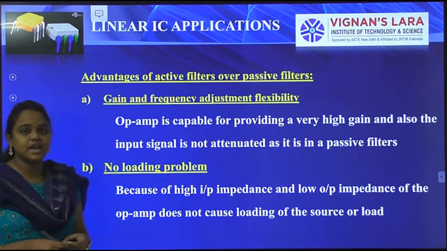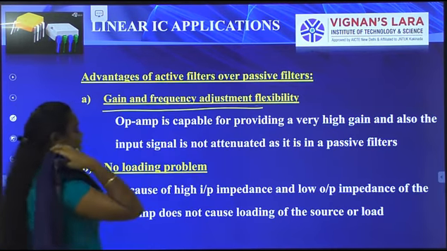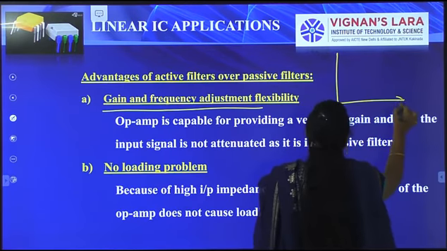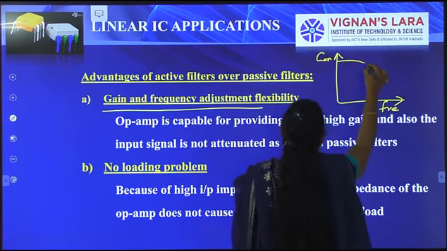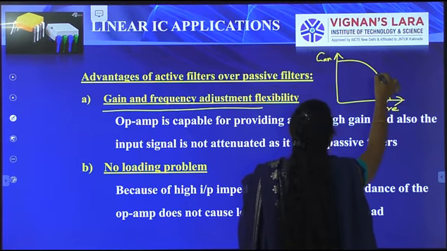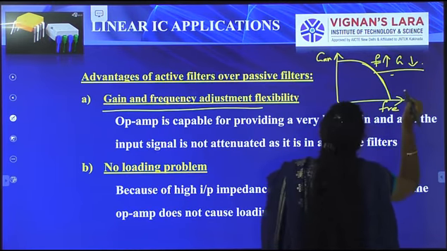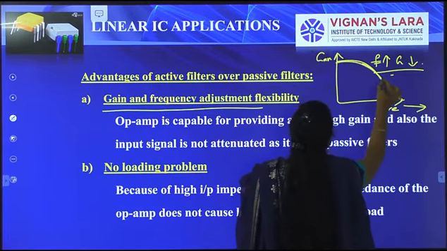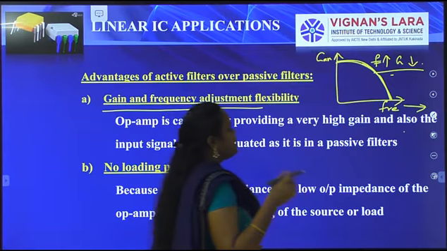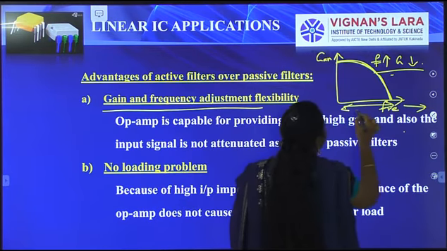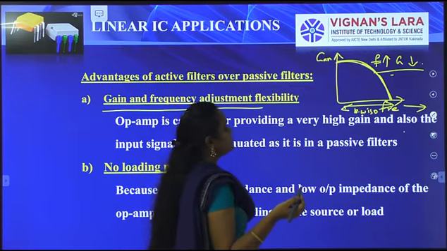So here, the advantages of using active filters over passive filters are gain and frequency adjustment flexibility. We already know from the third unit the frequency and gain relation. When frequency increases, gain will decrease. When frequency decreases, the gain will increase. That means our frequency is most important. When bandwidth increases, it is a good op amp for the design of our various applications. That means gain will decrease when frequency increases.